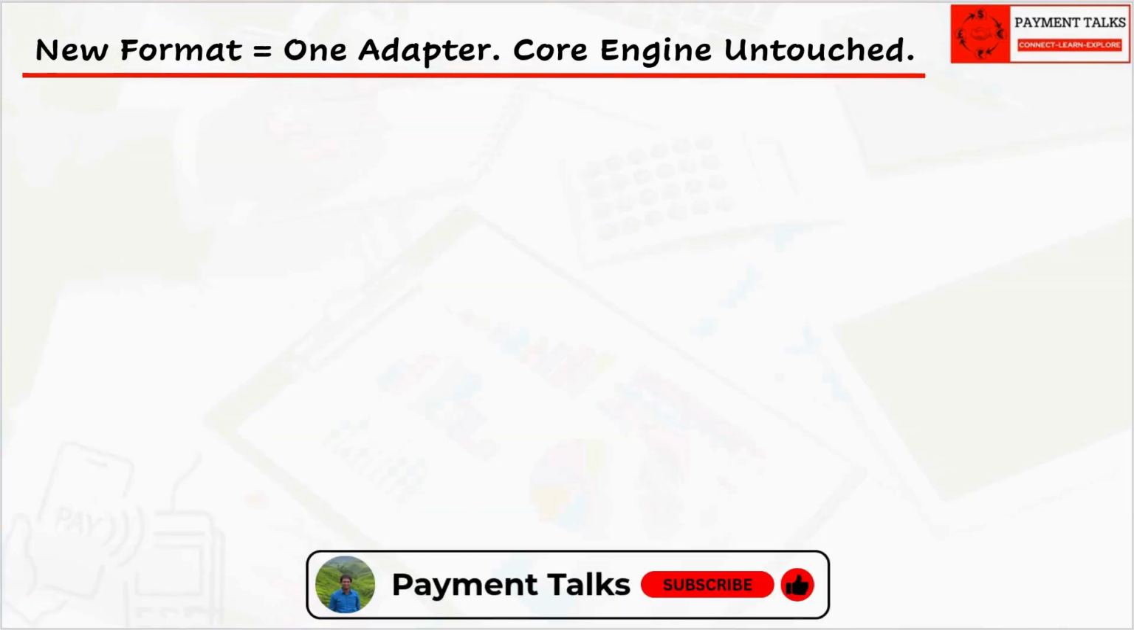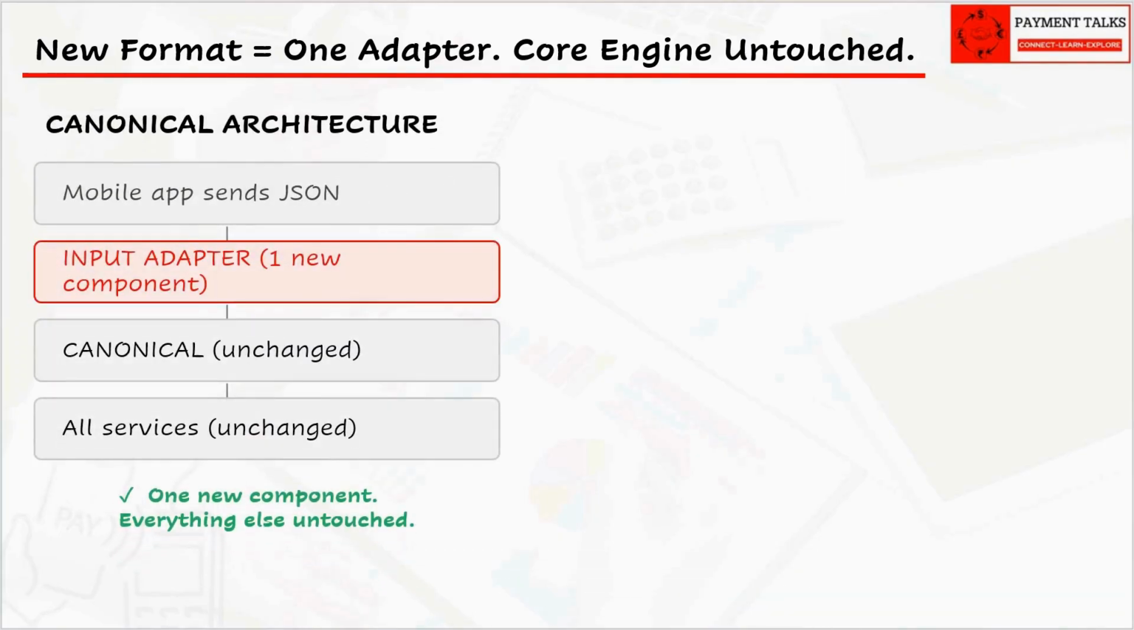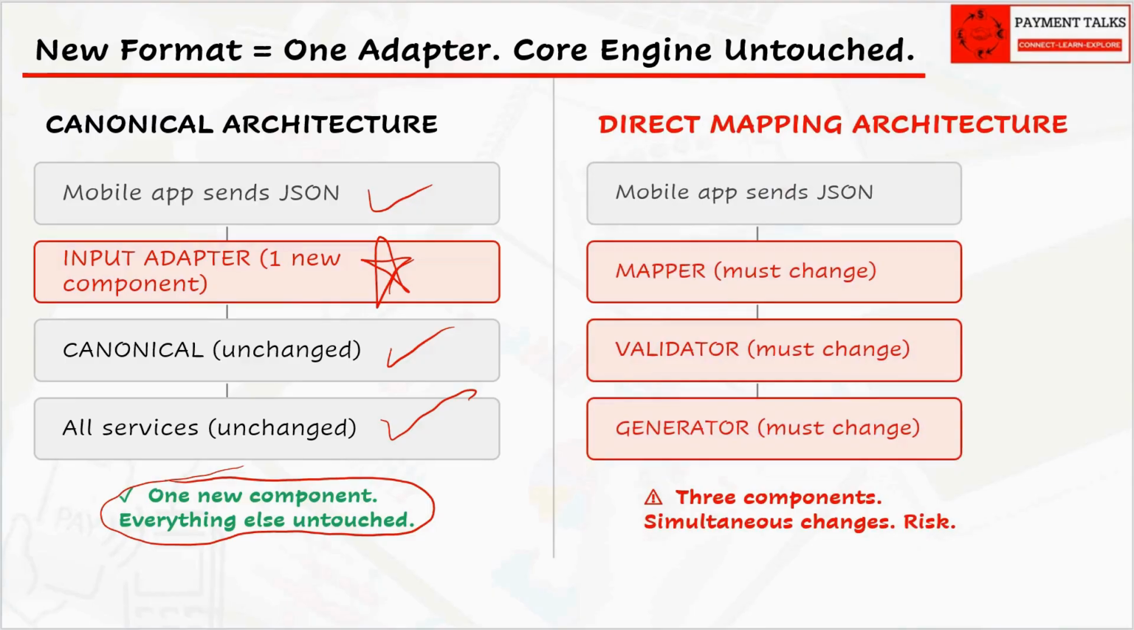Let me make the architectural difference concrete. With canonical architecture, a new mobile app sends JSON payments. You build one input adapter that maps that JSON to the canonical instruction. The canonical is unchanged. All 6 processing services are unchanged. The PAX8 generator is unchanged. One new component, everything else untouched. With the direct mapping architecture, the same mobile app JSON arrives.